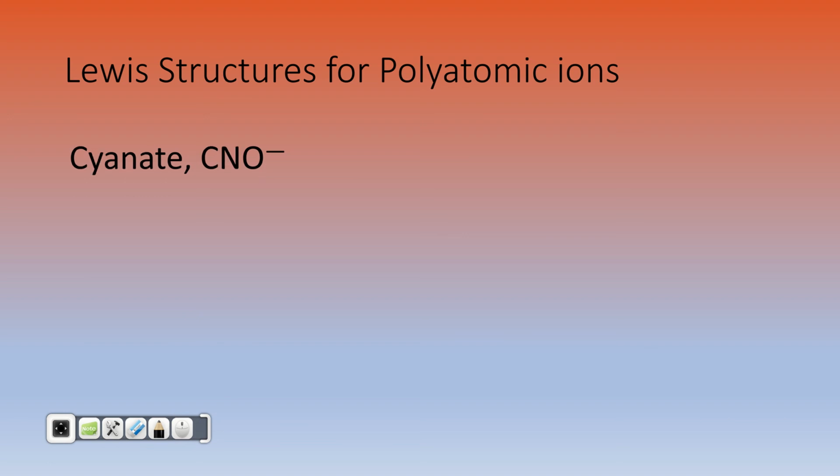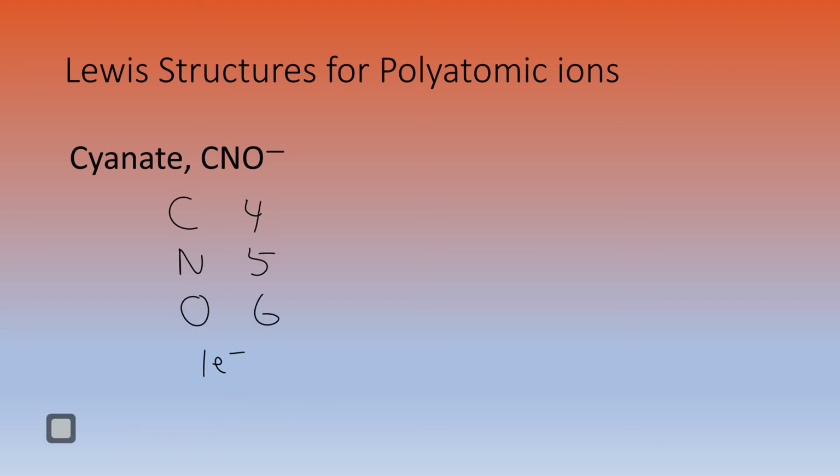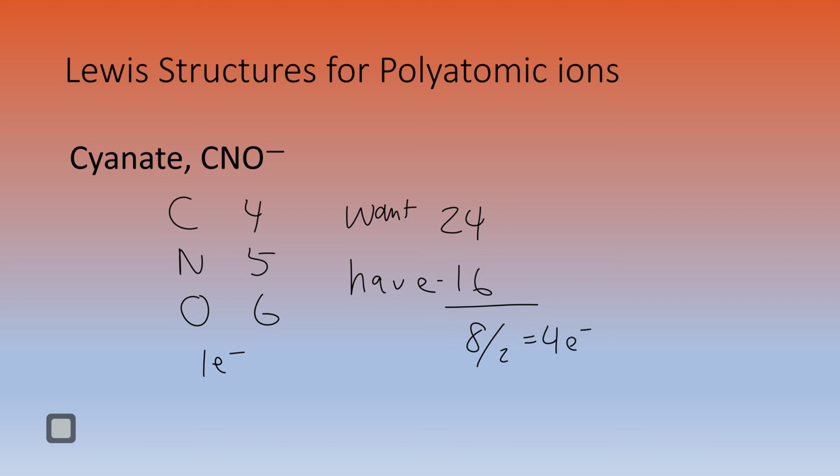Again, a little bit odd, but you gotta just kind of trust it. Cyanate. For cyanate, we got carbon. It has 4, nitrogen has 5, oxygen has 6, and then I have 1 extra electron. So how many do I have? 9, 15, 16. How many do I want? I want, in this case, 24, right? Yep. 8, 16, and 24. This subtracted is 8, divided by 2 is 4 bonds. Gets a little bit repetitive, doesn't it? 4 bonds.